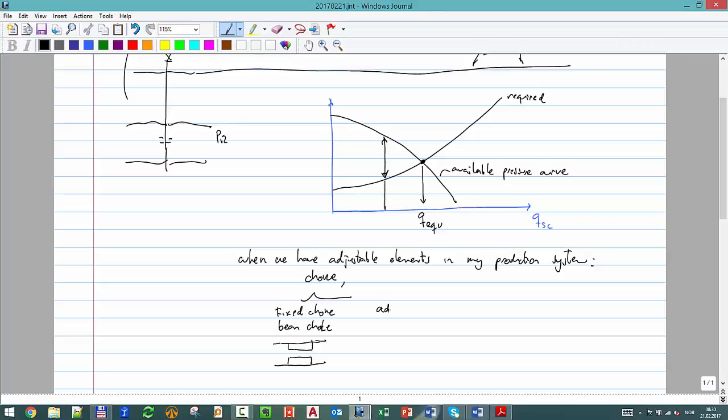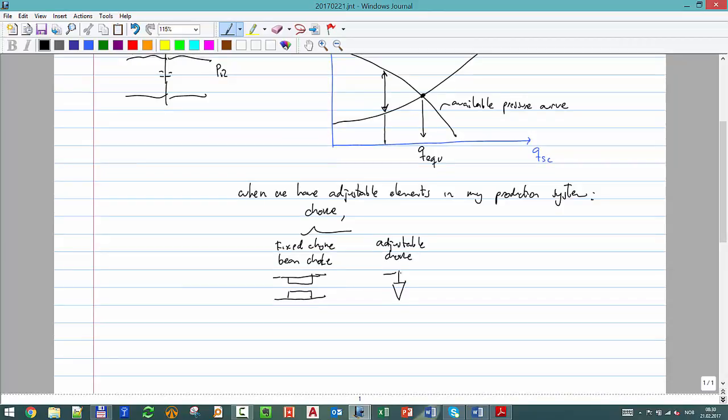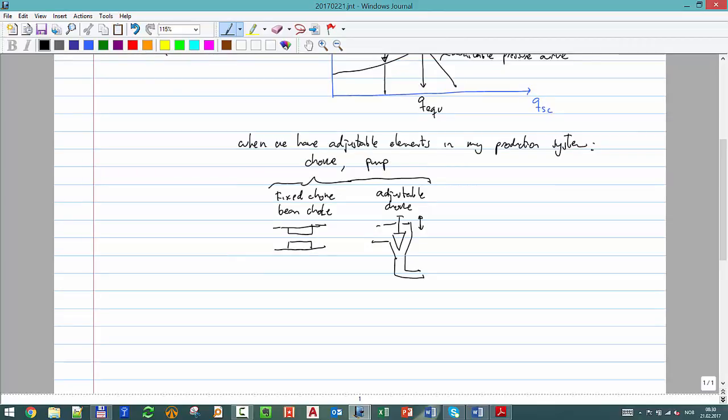While an adjustable choke, and I'm going to put here like a needle choke but it is no longer in use. So you can use a cage, you can use different types, and you can regulate the amount of opening by pulling the stem up and down. So that's adjustable and that's fixed. Or you might also have a pump. Usually the rotational speed of the pump can be changed. The pump has an impeller, a component that rotates, and we can change the rotational speed with an electrical motor. If we have, for example, gas lift, the gas lift injection rate can be changed.